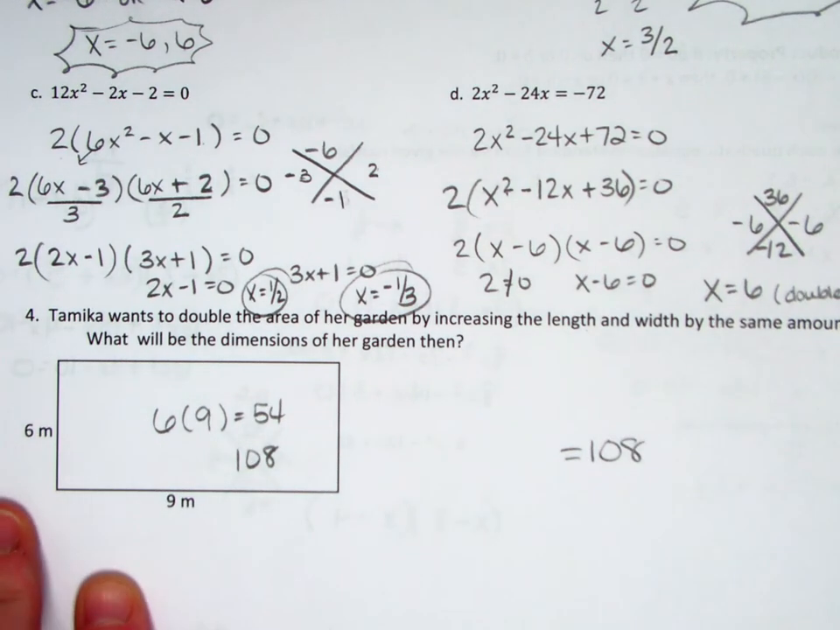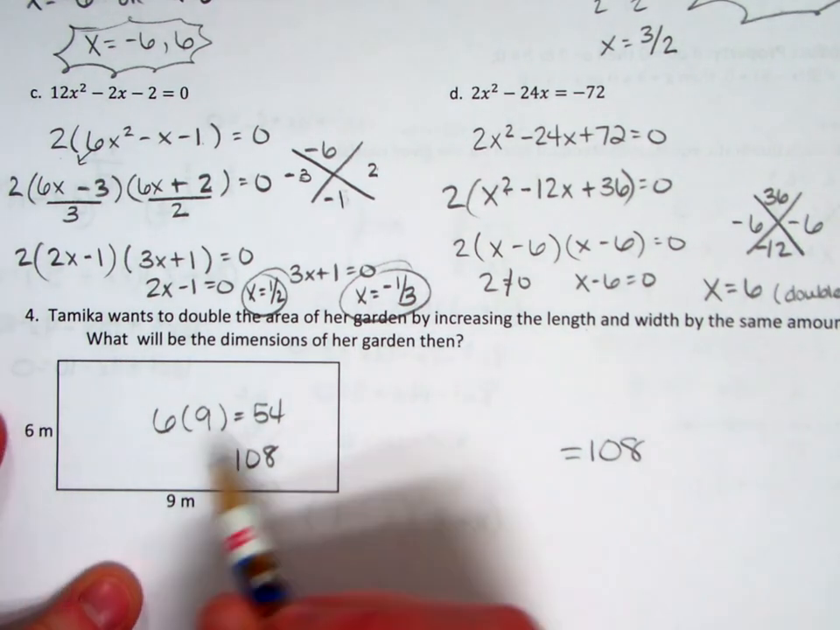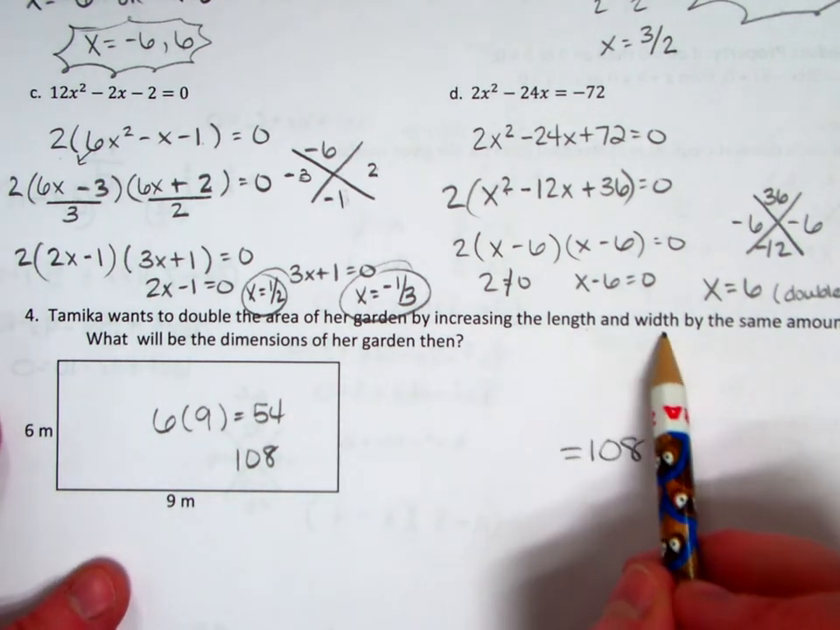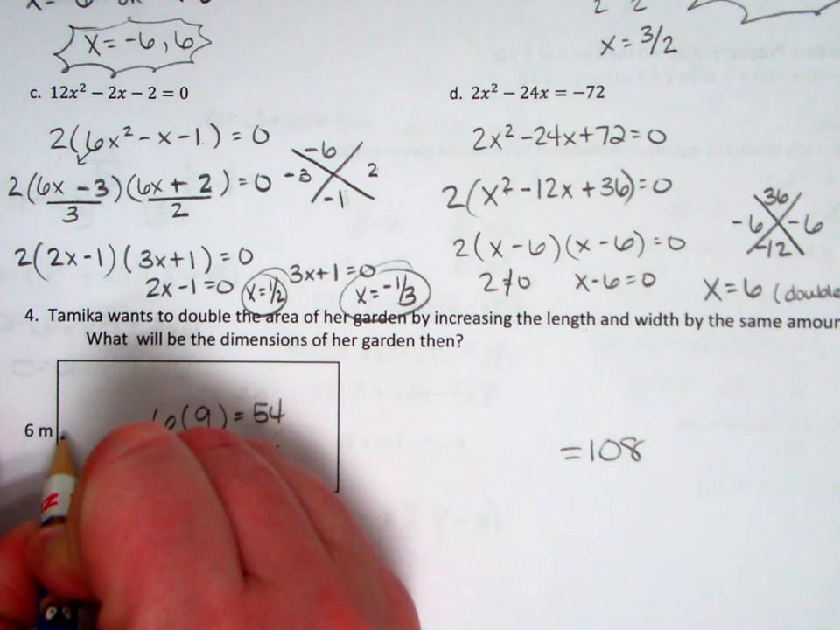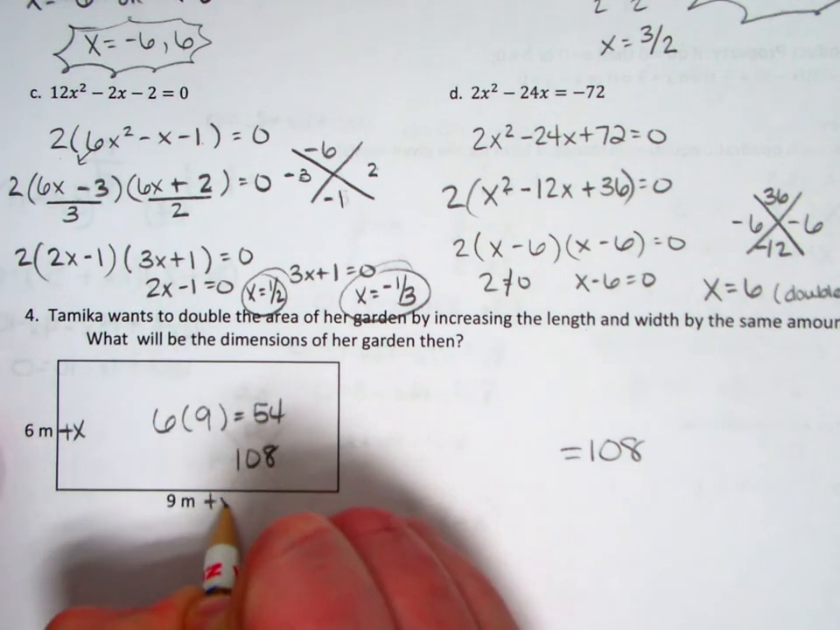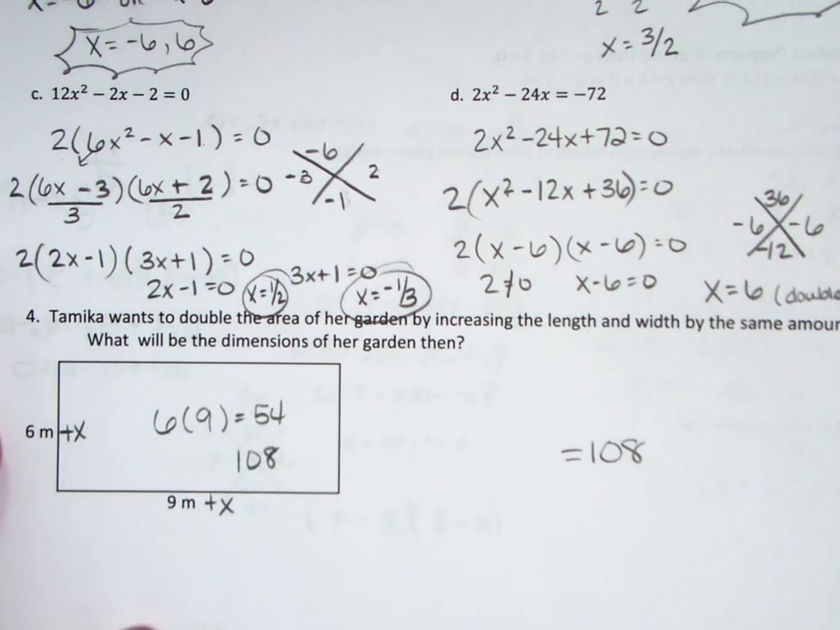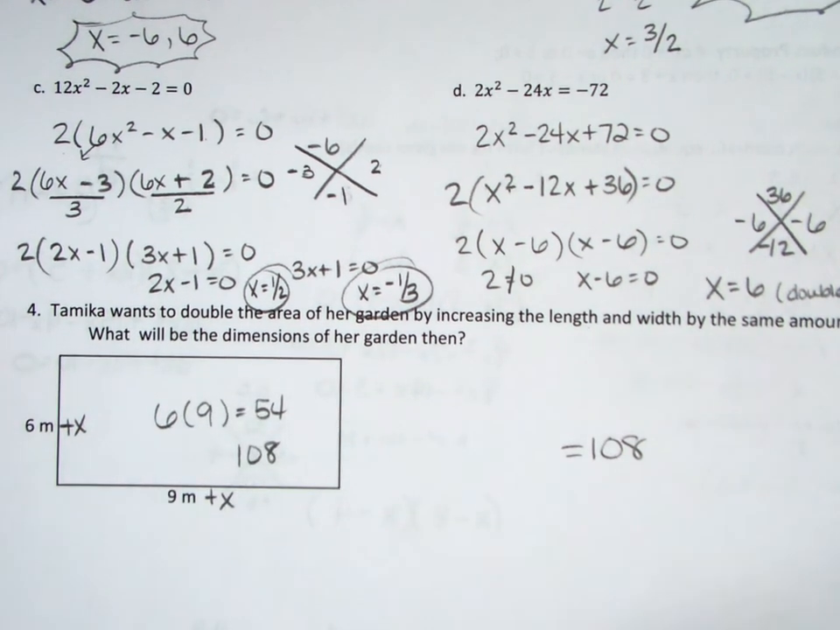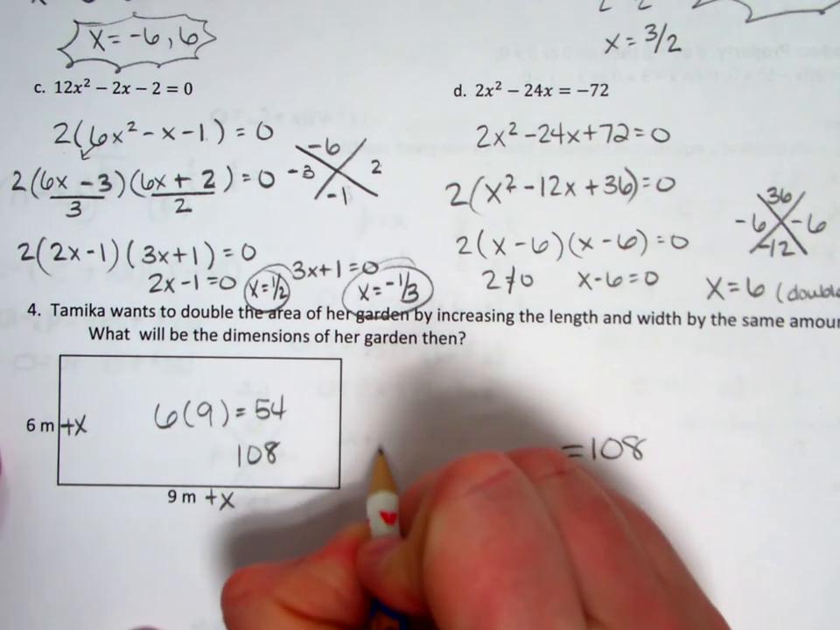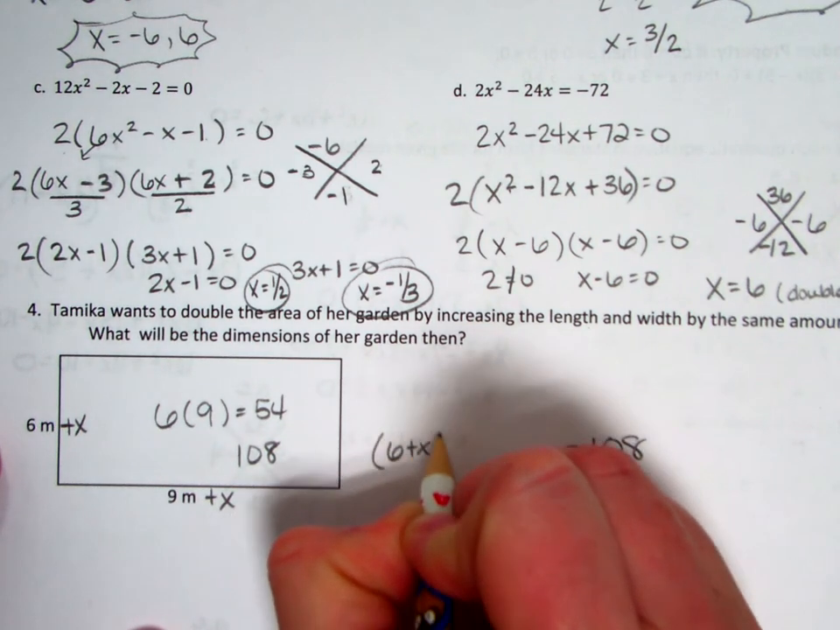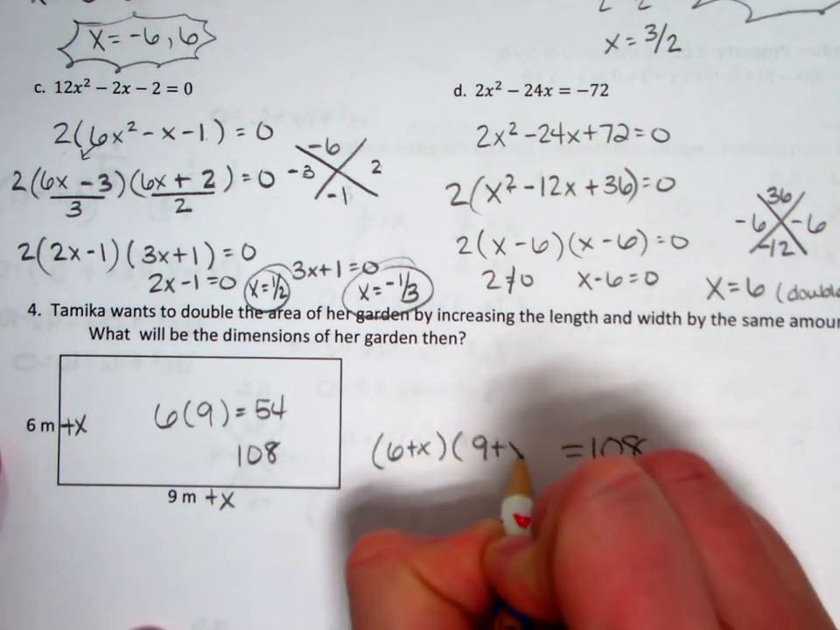And then what am I going to do in order to solve that problem out? Well, she wants to increase the length and the width by the same amount, so that means I'm going to add x to both of these. So in order to get the 108, we have to multiply these two values together. So we would have 6 plus x times 9 plus x.